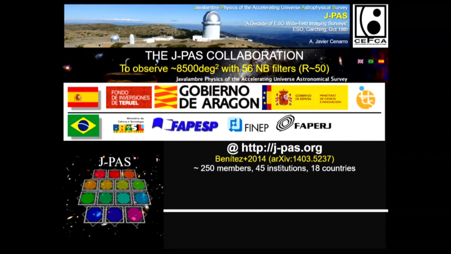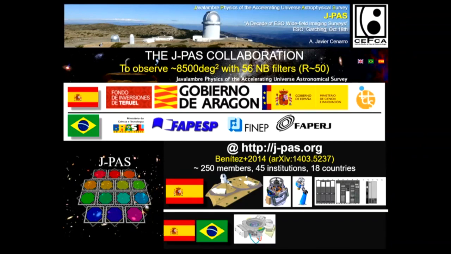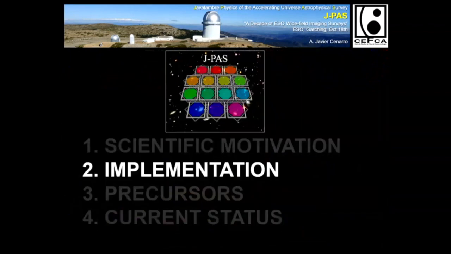The collaboration has more than 200 people from 45 institutions and 18 countries, and most of the funding is coming, I insist, from Spain, from the Aragon government and the Ministry of Science. And then the development of the instrumentation, well, you can see the observatory, the telescopes and the data center is coming essentially from Spain, and the instrumentation has been developed by Spain and by Brazil, okay?